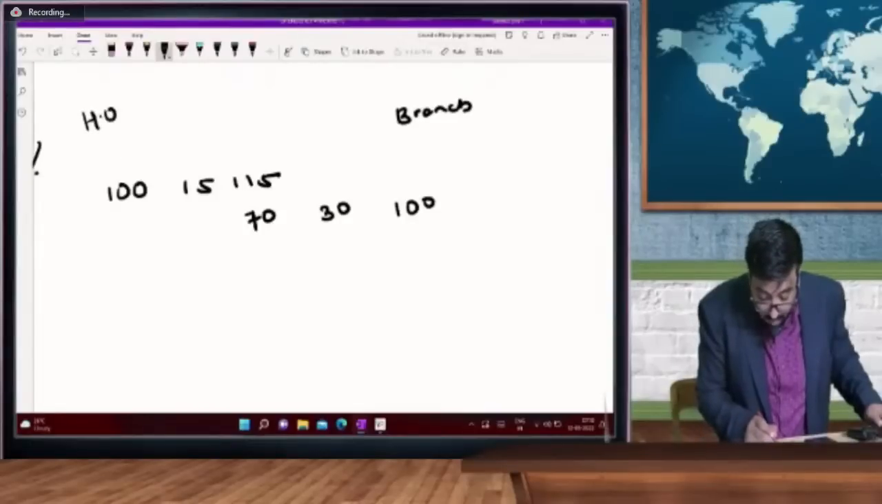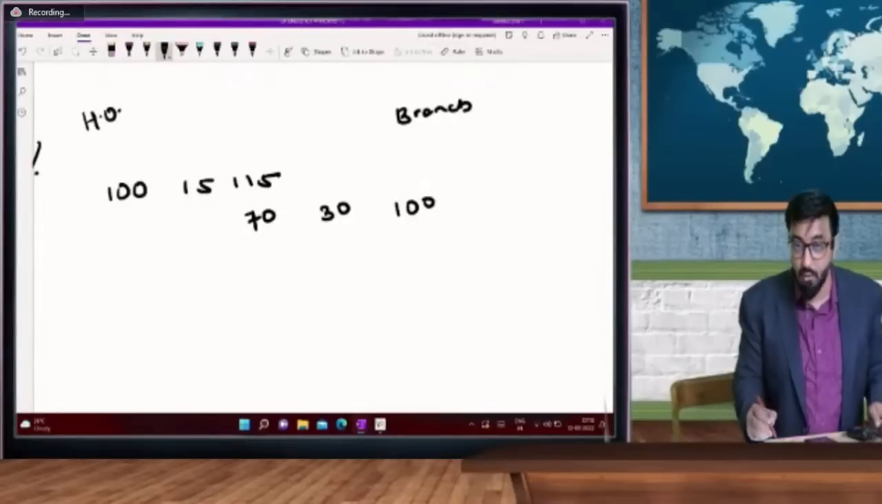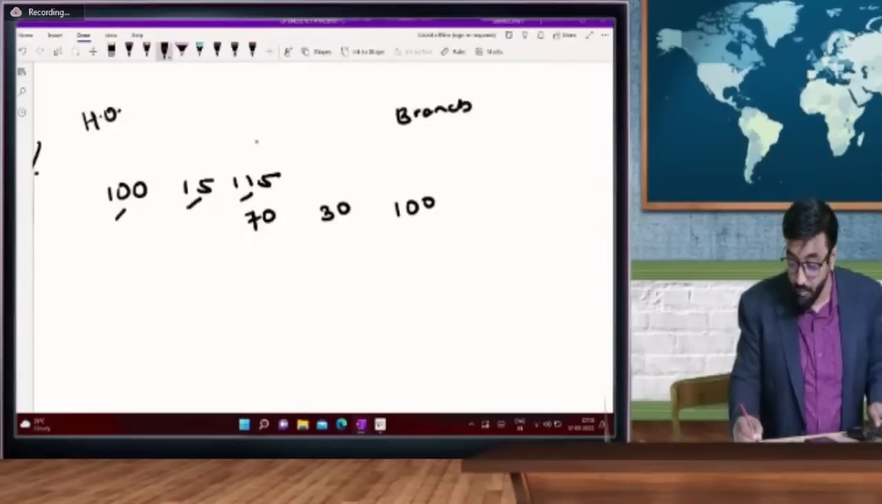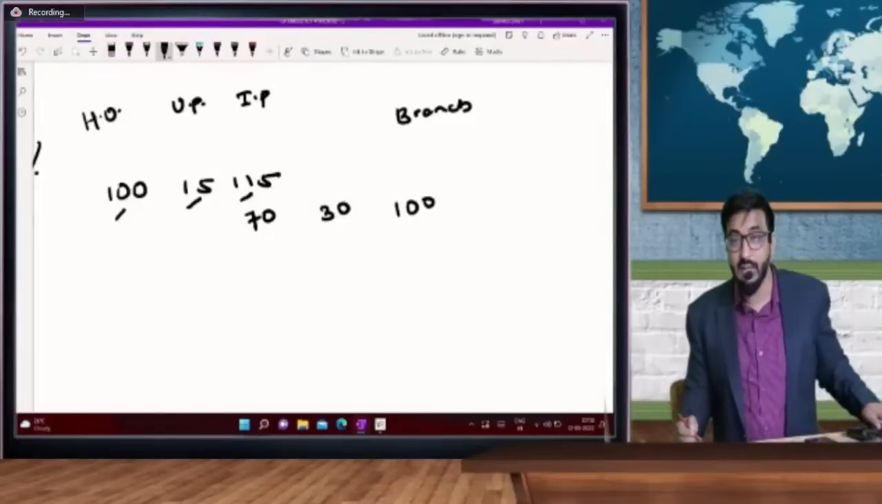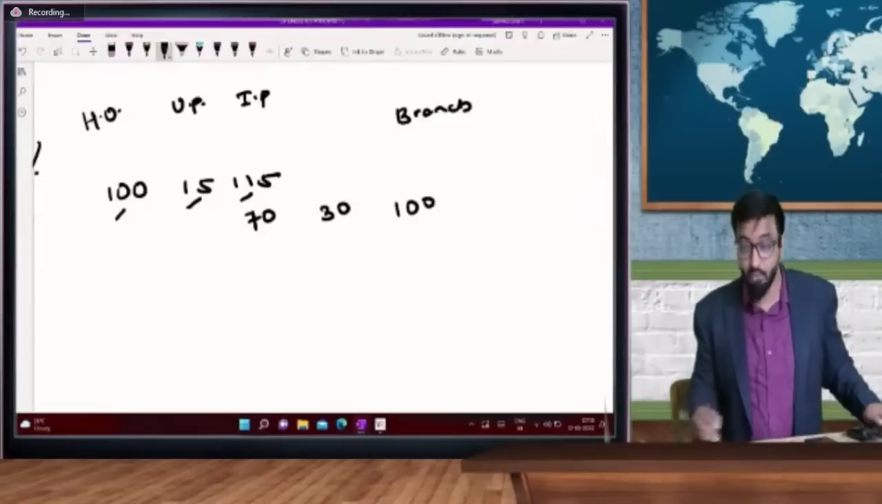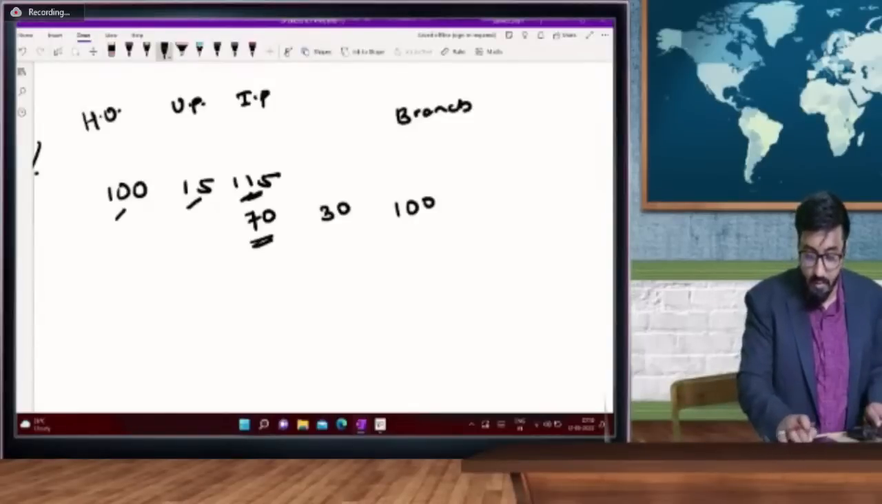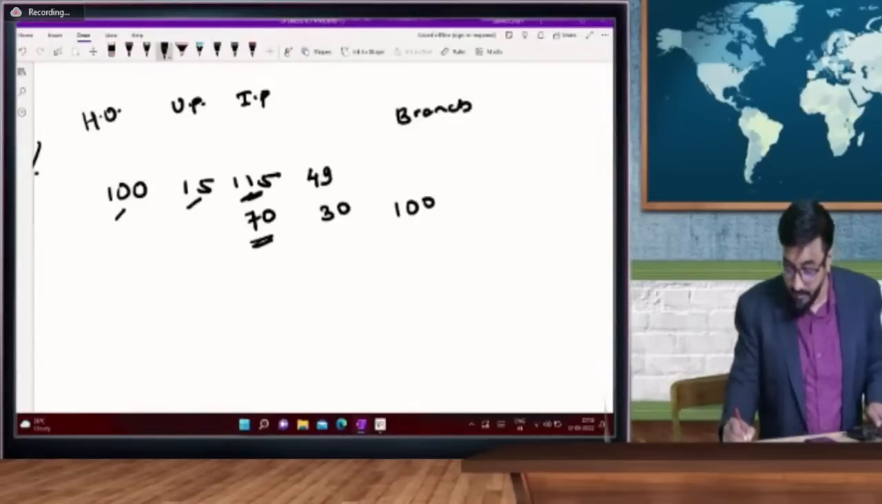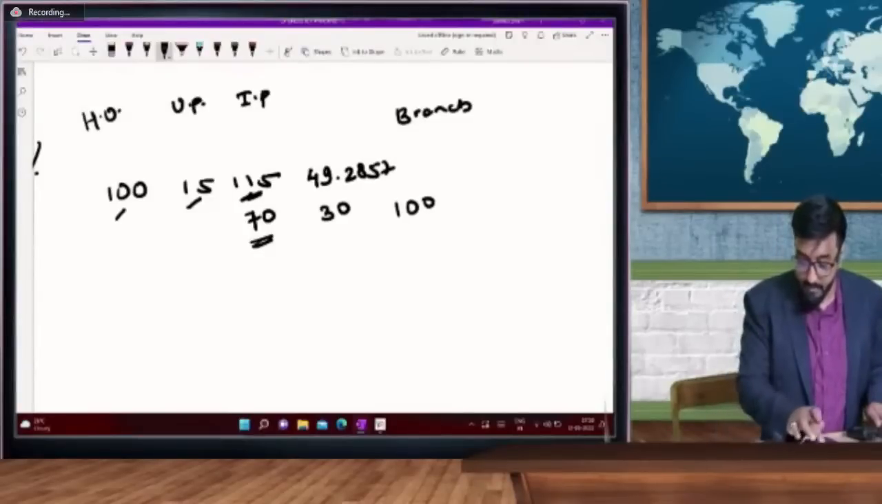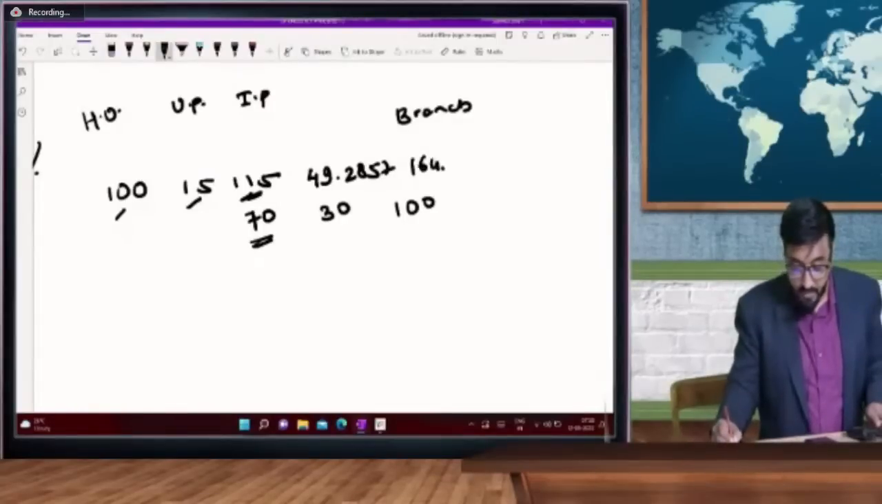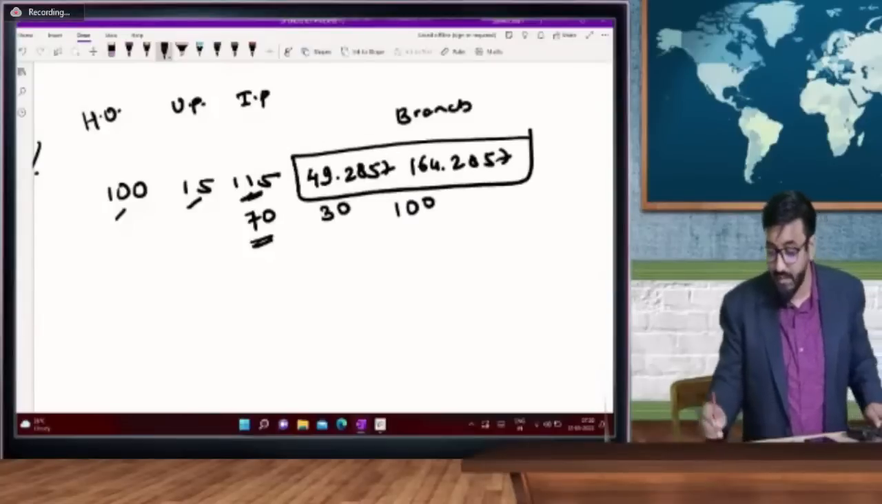So HO sends goods. If you do the cross multiplication, how will it look? HO sends goods of 100 rupees at 15 rupees unrealized profit, that is loading, and this is the invoice price. If you do the cross multiplication, the branch is getting 100 rupees profit. So this 70 is for 115. What is the cross multiplication? You don't have to do this, only for understanding. So this is something around 49.2857. You are getting this plus 115, so my answer will be 164.2857. But don't do this calculation.